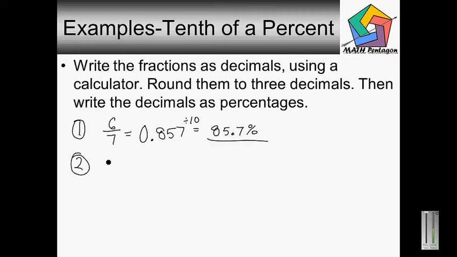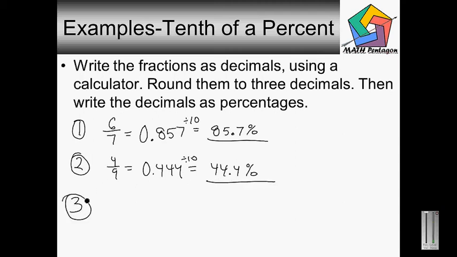Okay, let's do another one. Let's say we have 4 over 9. I want to convert this to a decimal, so 4 divided by 9 is 0.444, and I want to convert this to a tenth of a percent, so I divide it by 10, so I would get 44.4% as my final answer.